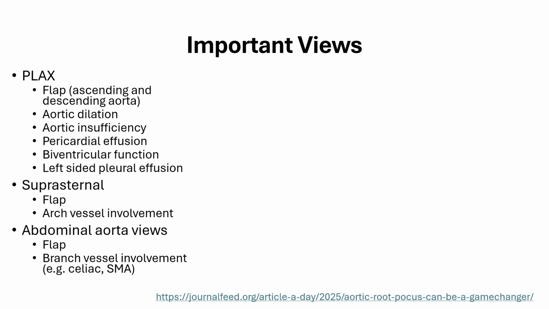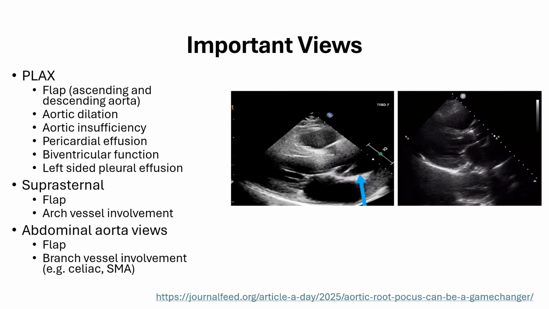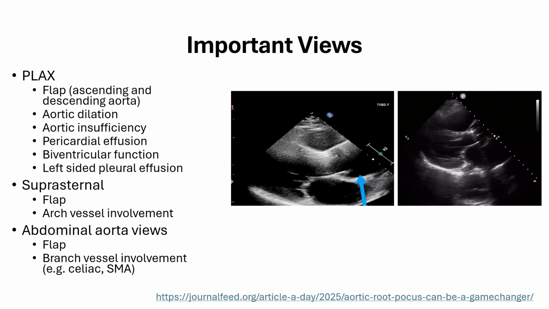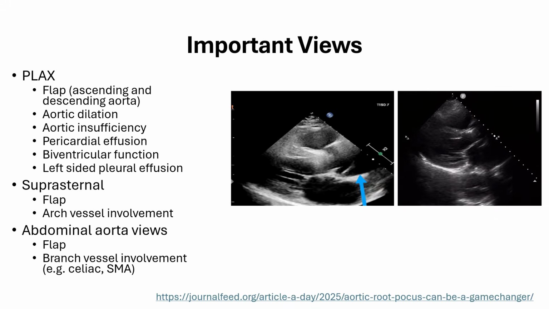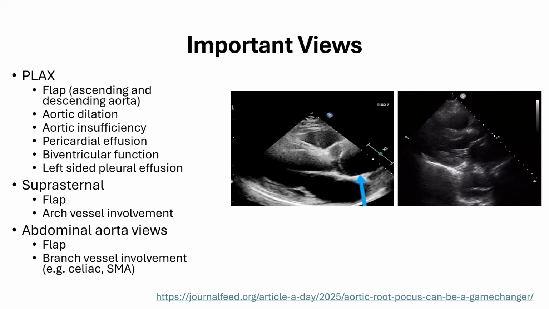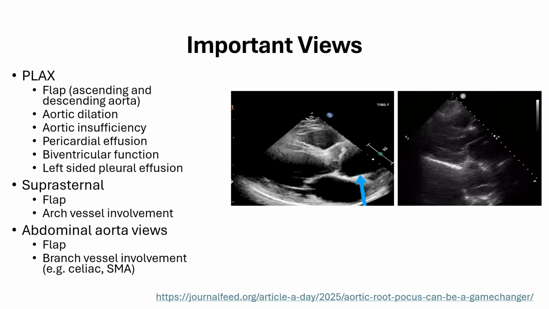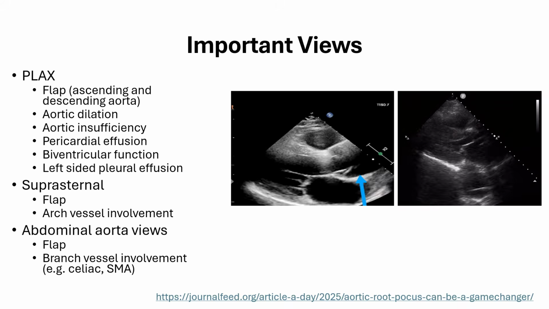Let's discuss some important views. First, we talk about parasternal long axis views. You want to look for the flap of aortic dissection either in ascending aorta or in the descending aorta. You want to look and screen for aortic dilation, aortic insufficiency, presence of pericardial effusion and left-sided pleural effusion, and assess the biventricular function. We have two clips here for parasternal long axis view.